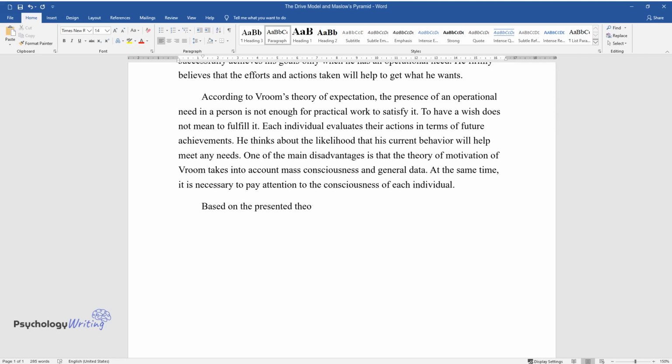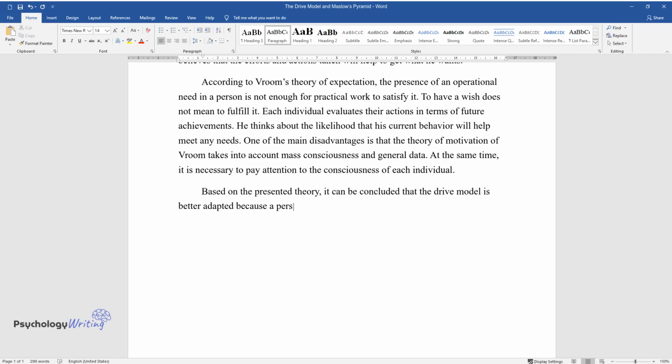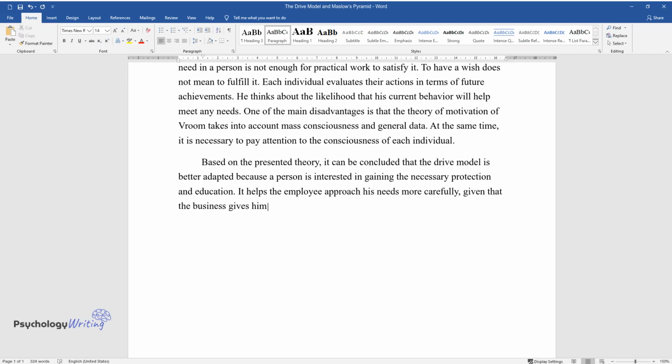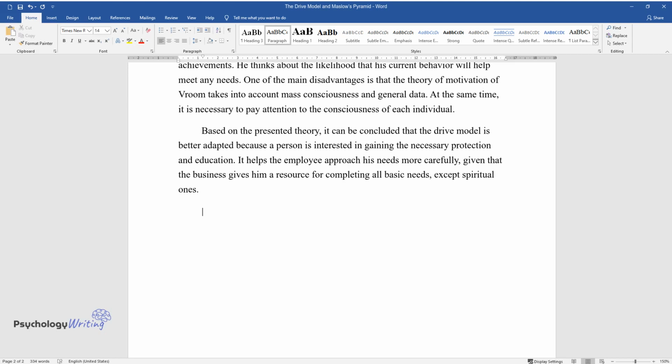Based on the presented theory, it can be concluded that the drive model is better adapted because a person is interested in gaining the necessary protection and education. It helps the employee approach his needs more carefully, given that the business gives him a resource for completing all basic needs, except spiritual ones.